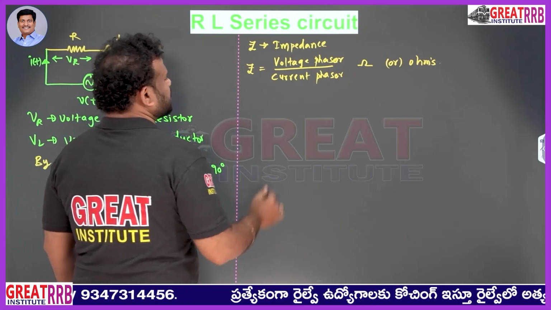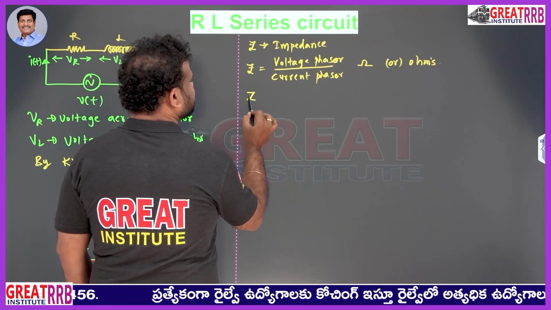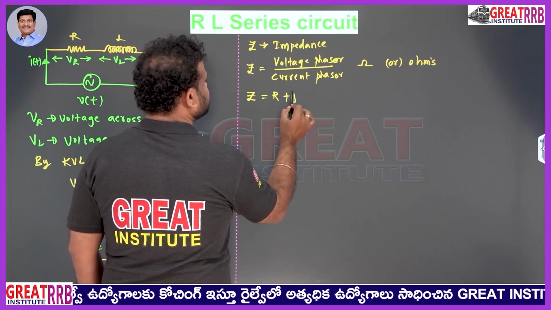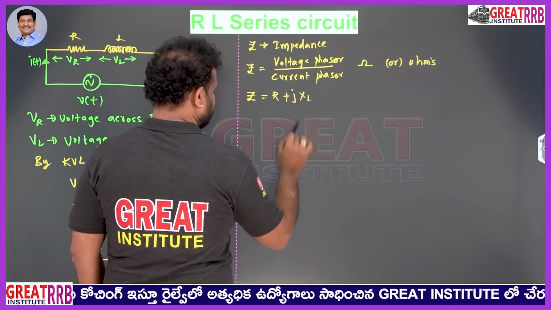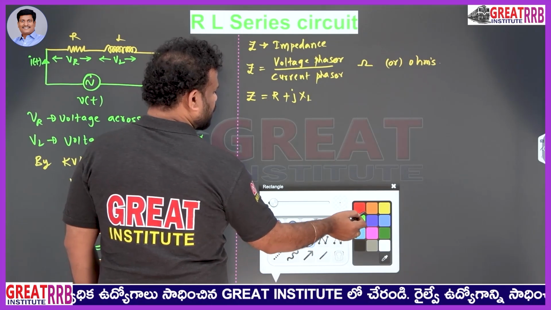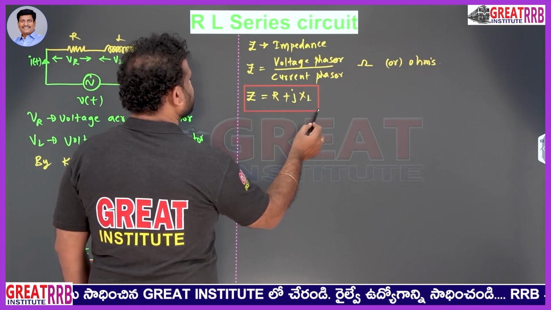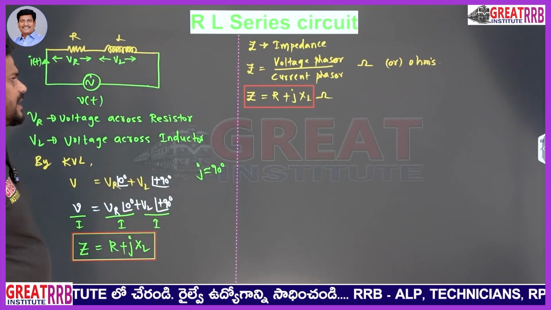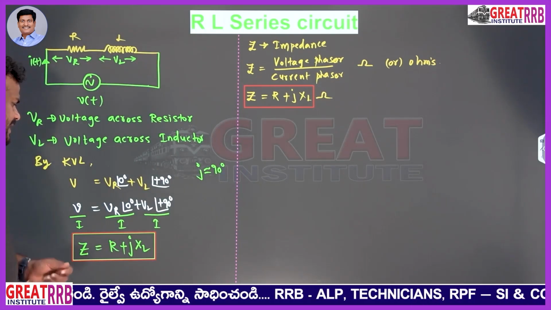Now, sir, what is the Z expression for the RL series circuit? Z is equal to R plus j times XL. This is the expression you should remember throughout your lifetime whenever you discuss AC circuits. Clear? Right. So here R is a resistance. I repeat the point here.